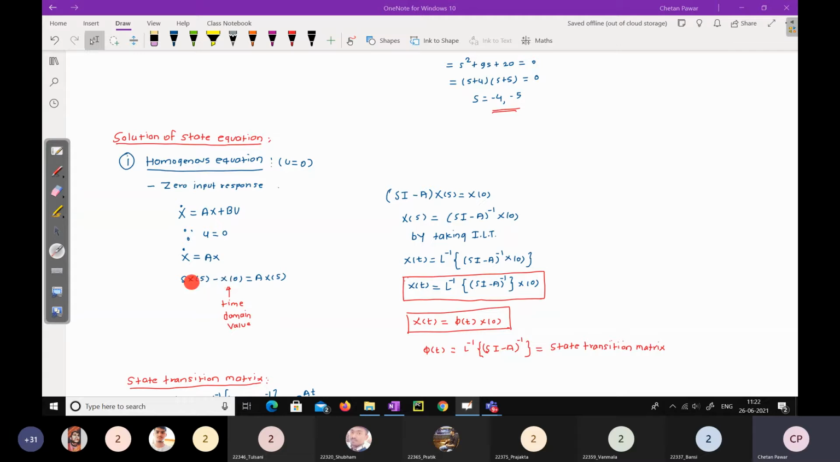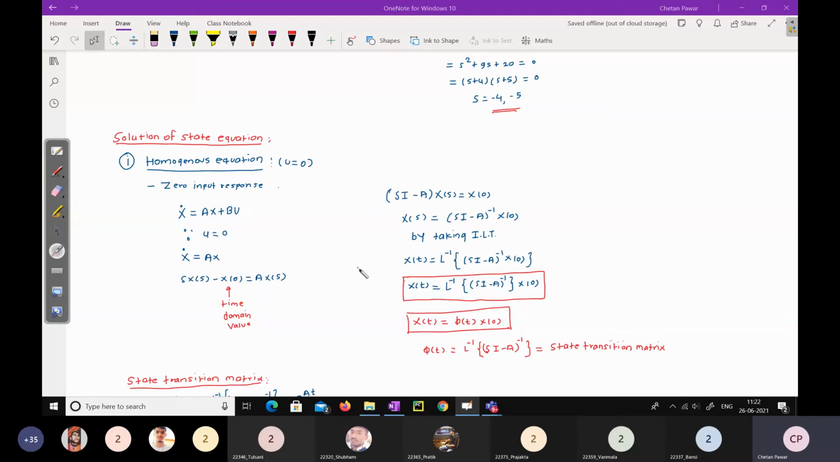This particular x is in the frequency domain, but this particular x is in the time domain. So this is a time domain value, x of 0 is equal to a into x of s. Now why have we taken this initial value while converting into the Laplace domain? Because we need to find out what the zero input response means. There is an initial state, that's why we are getting a response at the output. Okay, the initial state is important here. That's why I have taken that state.